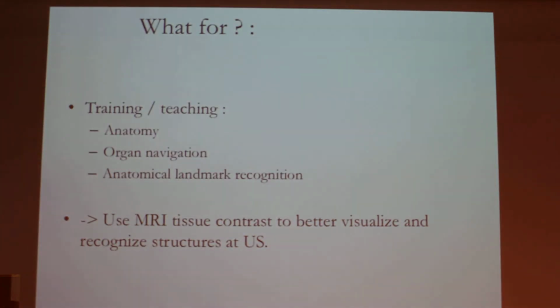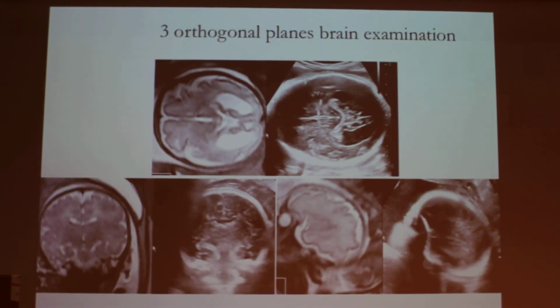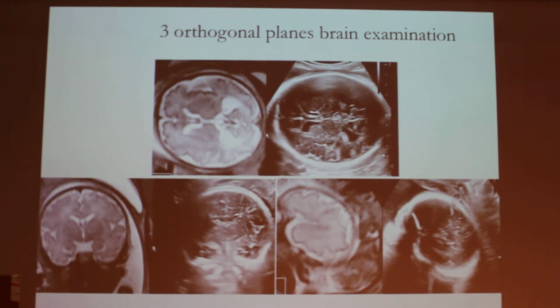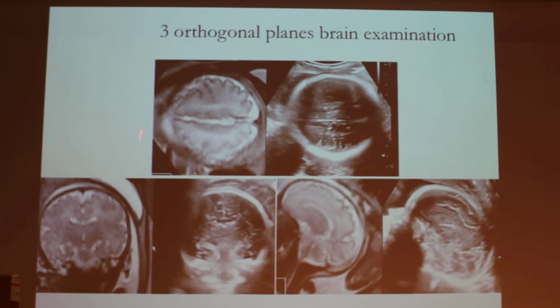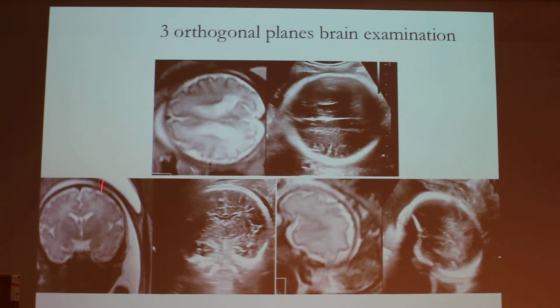So what is that for? Well, we believe that the main indication is to train and teach people to recognize the main anatomical landmarks or to recognize the main organs. You can see, for example, on these images that come from Marie Brasser, how easy it is to perform a brain scan within the 3 planes of the space.